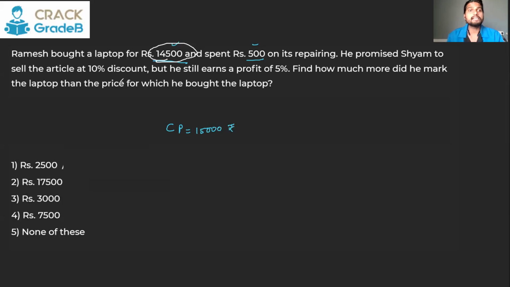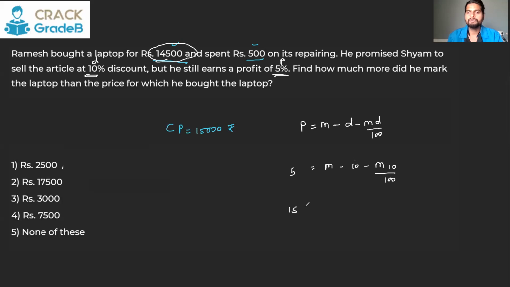Now he promised Shyam to sell the article at 10% discount, but he still earns a profit of 5%. So 10% is the discount and 5% is the profit. You are asked what is the markup percent. So you know the formula, because the figures are in percentage, you can solve the question easily with the help of the formula. Profit percent is equal to markup minus discount minus markup into discount upon 100. So profit is 5, markup we have to calculate, minus discount, minus markup into discount upon 100.